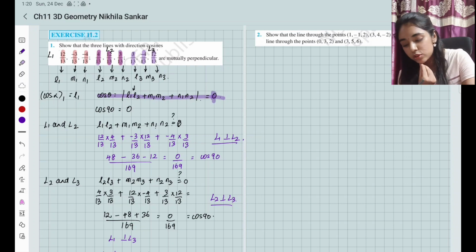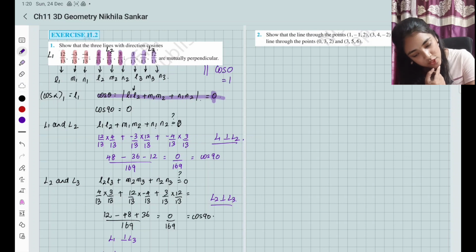If it is given as parallel, what would we do? If it has to be parallel, you have to prove that it is going to be cos 0, which is going to be 1.